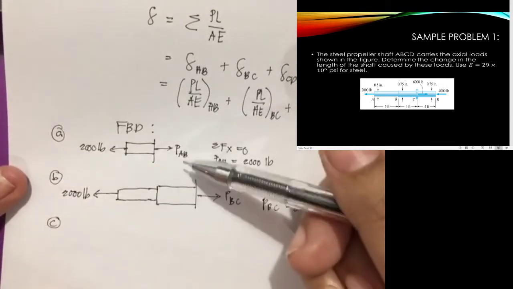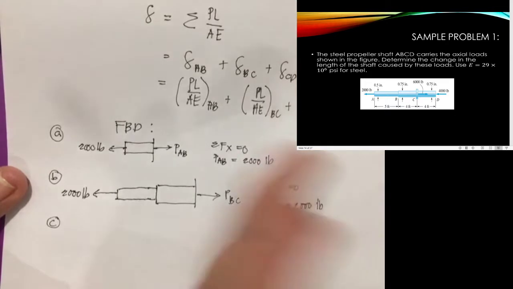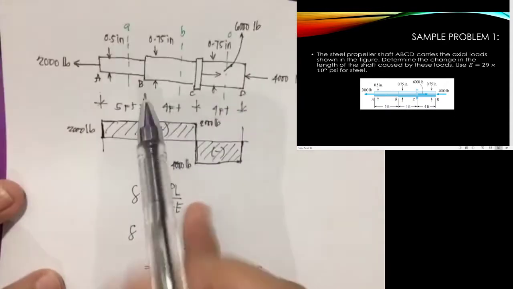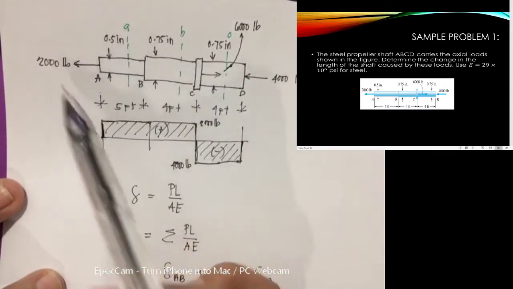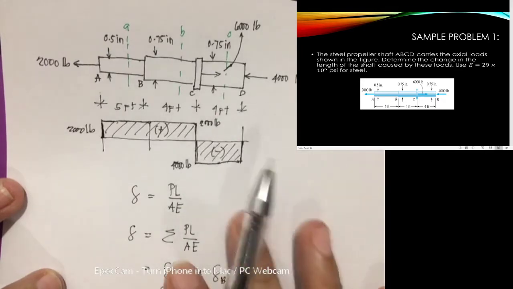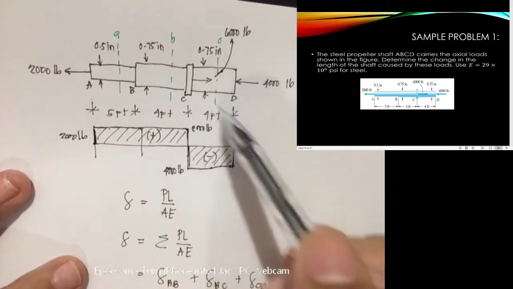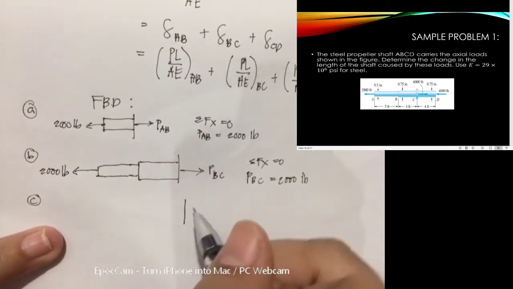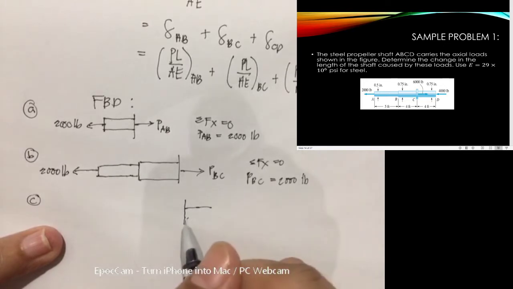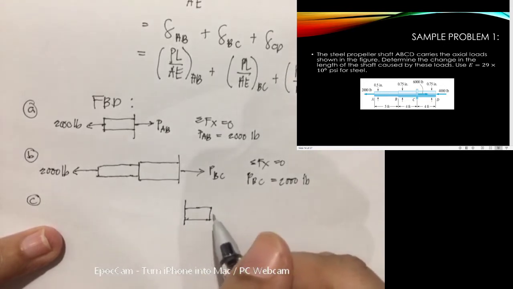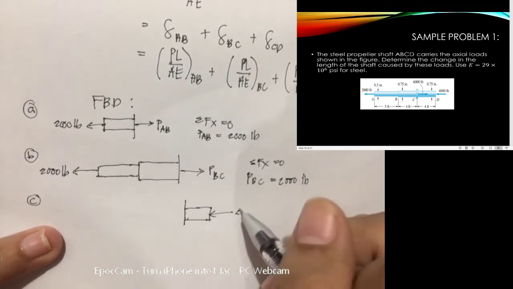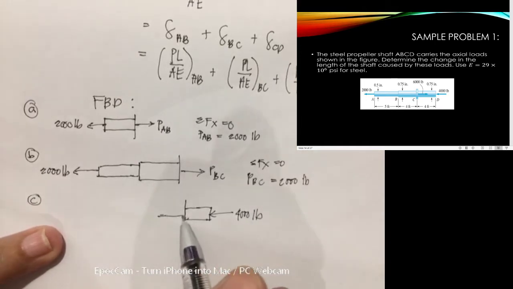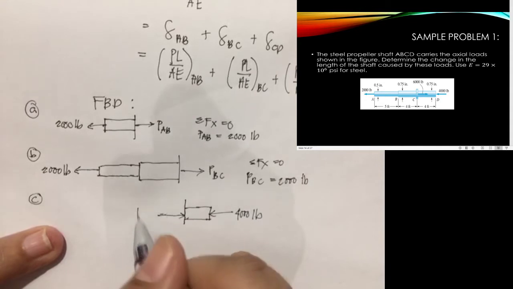With these two FBDs, we consider the left side of this figure. So here, here, and here. Now for the cutting plane C, to make it easier, we're going to analyze the right side. So this one is the cutting plane C. So we have here this one, and we have a compression force of 4,000 pounds here. So to counter that, we have a compression force as well.